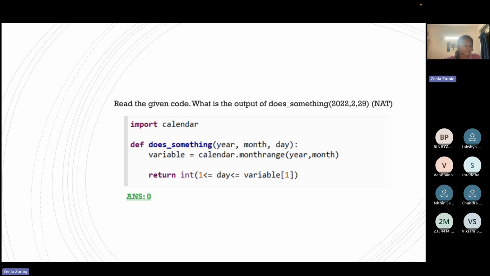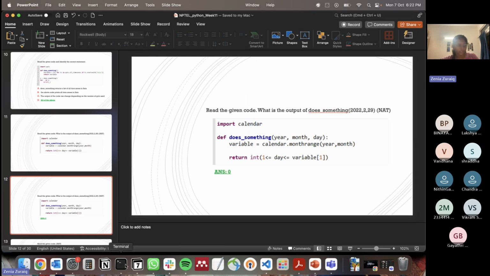Month range, what does it return? Number of days in a month. Well, it does not really return the number of days in a month. In a way you're right, but you have to be a little more specific. Month range actually returns two values, so I can show you now.